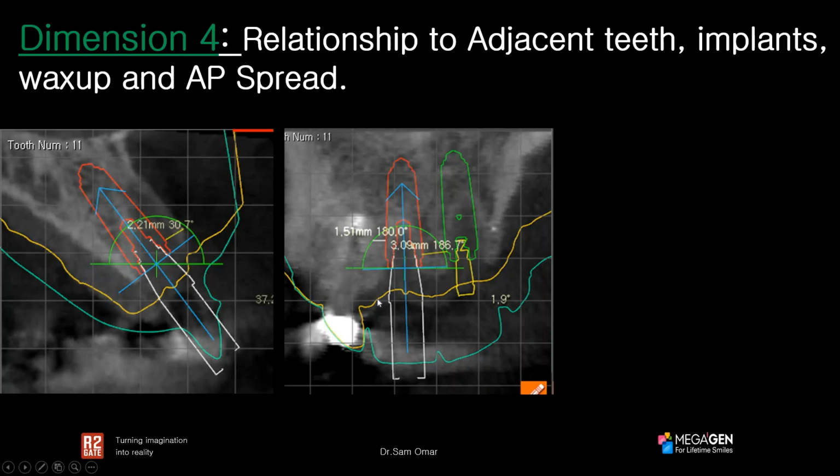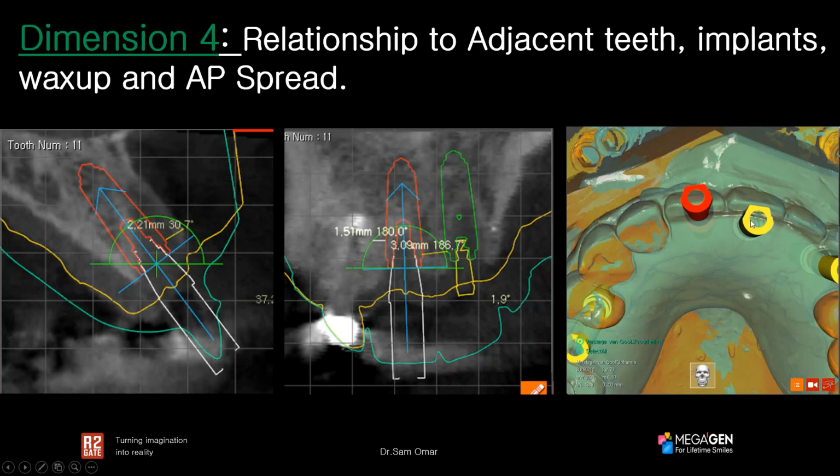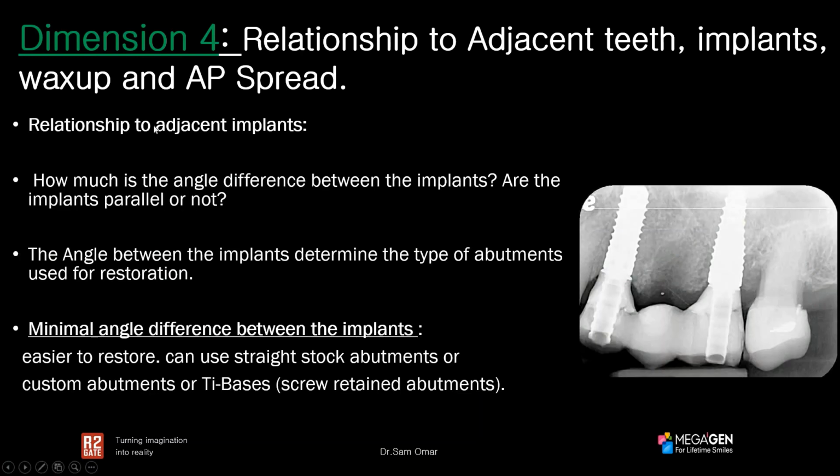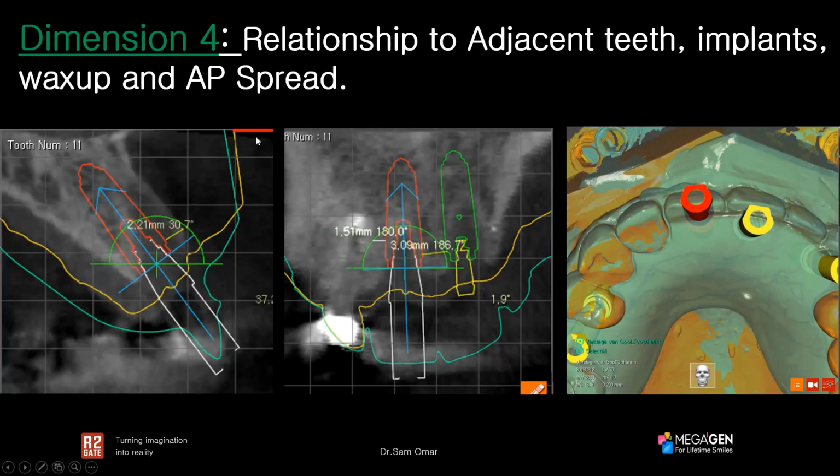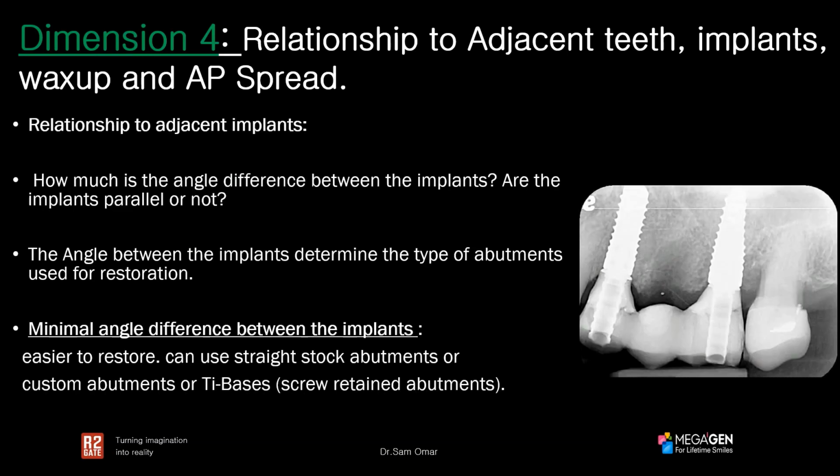But if you see how the implants are emerging in relationship to the teeth or the future wax-up, you'll find that the implant on the right side is actually emerging way too buccal, which means that whenever we're planning an implant, we don't only look at the implant from a biological perspective, but we also have to look at the implant from a restorative point of view, and we need to make sure that this implant could be restored. So when we're planning the implants, we have to be aware of the relationship to the adjacent teeth, the relationship to the implants, wax-up, and AP spread. Let's talk about the relationship to the adjacent implants.